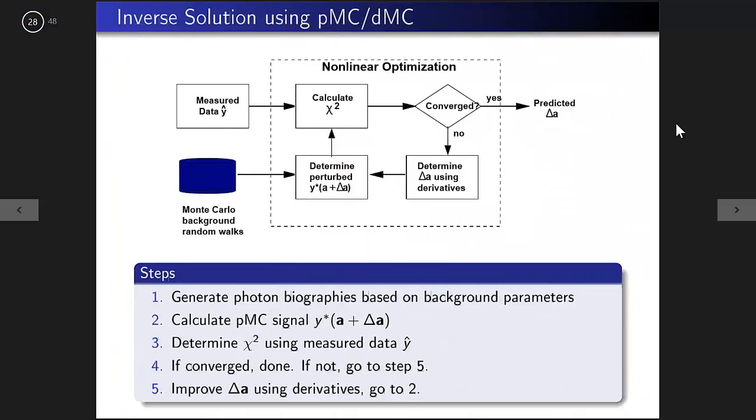So, like I said, we take the background optical properties, run random walks, run simulations, and store them in a database. In the first iterate, this delta A is 0. We determine the model prediction and compare it with our measured data. We determine chi-squared. If it hasn't converged, we determine, using the derivatives, what delta A is, and then we update and cycle around until we have converged to a delta A that best matches the measured data, and usually that's when 2 successive iterates differ by less than an epsilon.